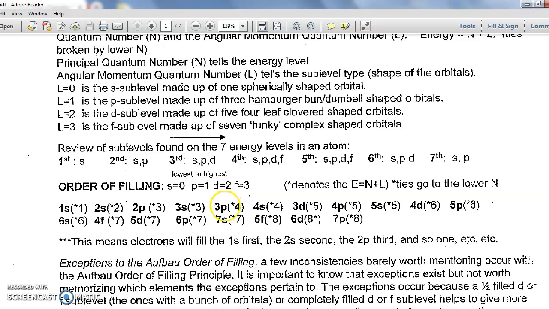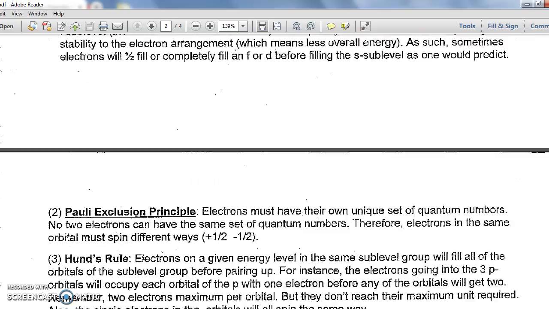The sublevel, they don't give you the number. They give you the letter, but you need to know the number that's associated with it. Once again, ties go to the lower n. So the 3d has an energy of 5. So does the 4p. So does the 5s. But a 3 is lower than a 4, a 4 is lower than a 5. So that's the order of Aufbau.